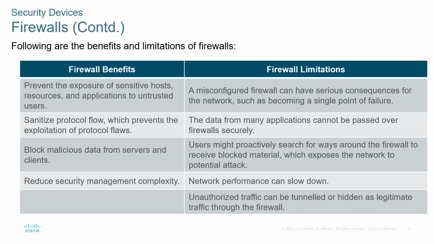Firewalls typically prevent the exposure of internal hosts. They're not made to stop everything, and so a big limitation is misconfiguration. When we're talking sanitizing data flow, that's a really good benefit for a firewall. However, the firewall is assuming that application data is secured. So data from applications that can't be passed over firewalls securely is a growing concern.